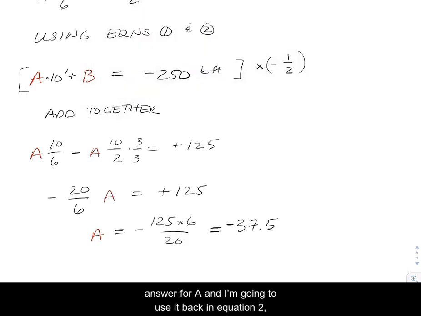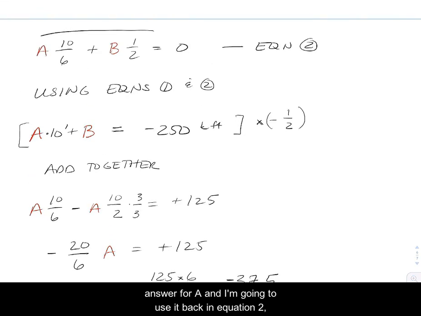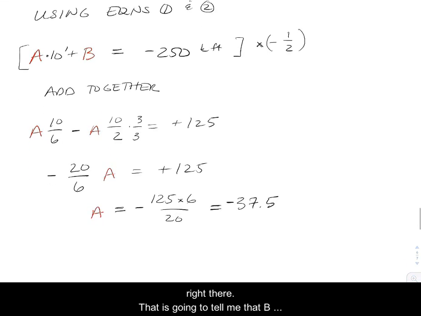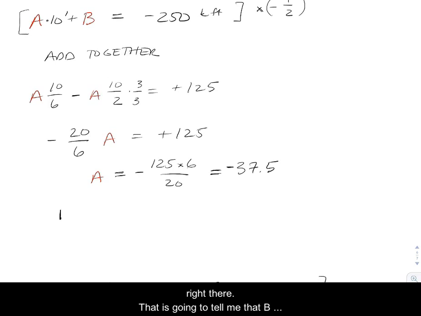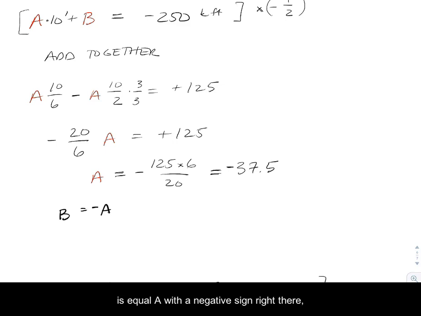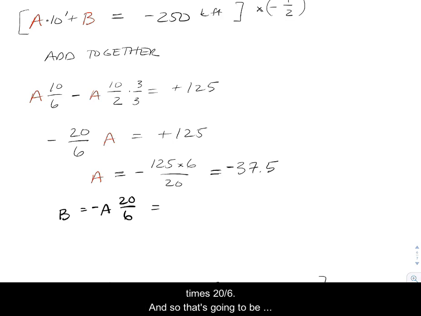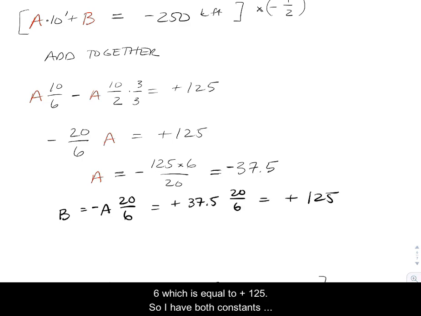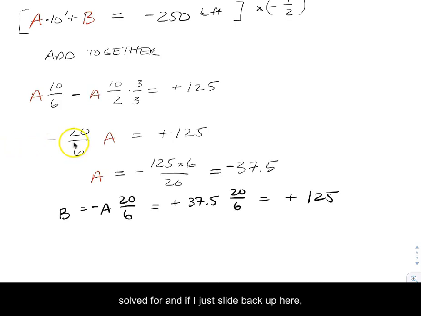So I'll go back and now use the answer for a. I'm going to use it back in equation 2 right there. And so that's going to tell me that b is equal to a, the negative sign right there, times 20 over 6. And so that's going to be plus 37.5 times 20 over 6, which is equal to plus 125. So I have both constants solved for.